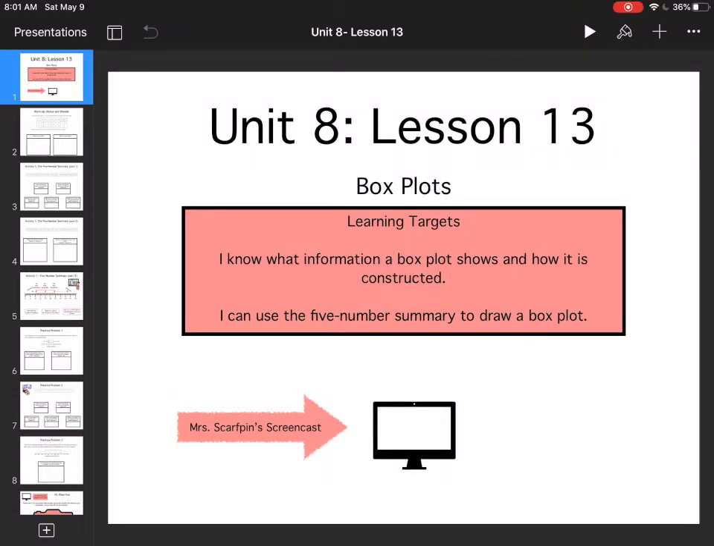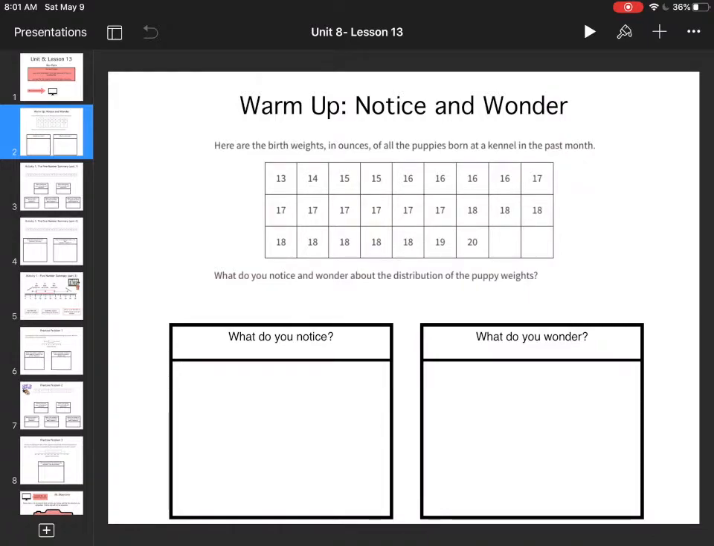Unit 8, Lesson 13. I know what information a box plot shows and how it's constructed. I can use the 5-number summary to draw a box plot. Today we're not going to do a whole lot of drawing of box plots. We're going to do a whole lot of getting the information off of a box plot so that you can answer questions. It says, here are the birth weights in ounces of all the puppies born at a kennel in the past month. What do you notice and what do you wonder?